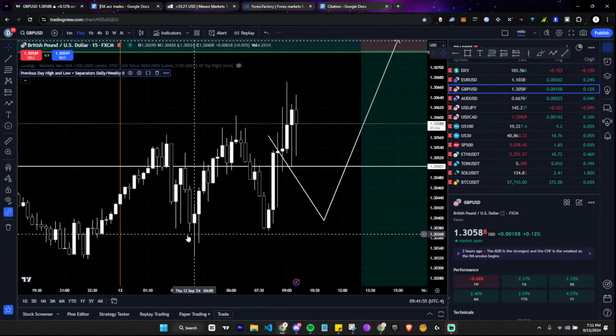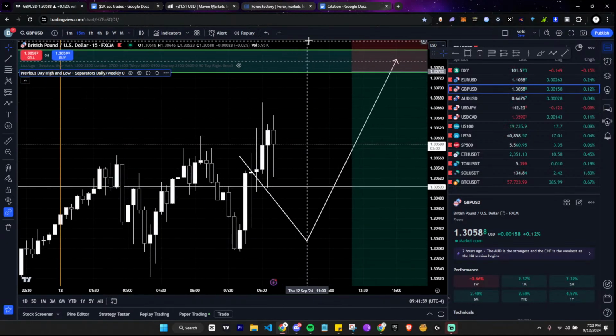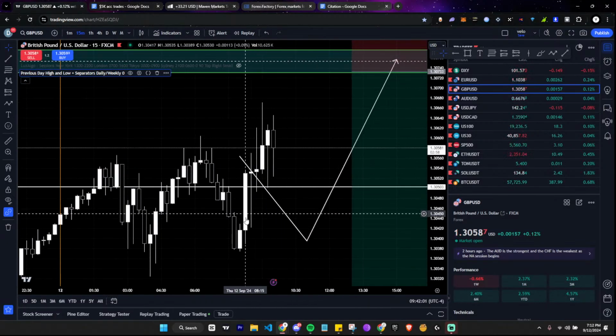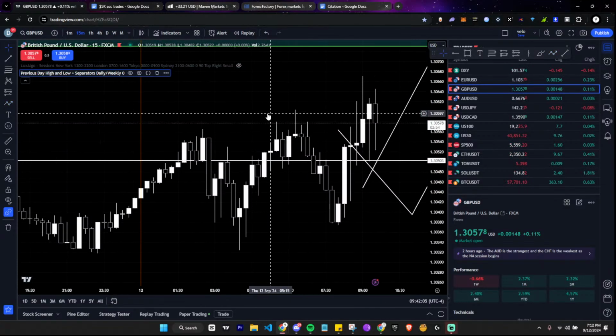So I was targeting this. This is my stop loss, and this is my take profit earlier. And look at this. It's going directly to that. Okay. So let's see how this plays out as well. Let's see if my anticipation there was correct.